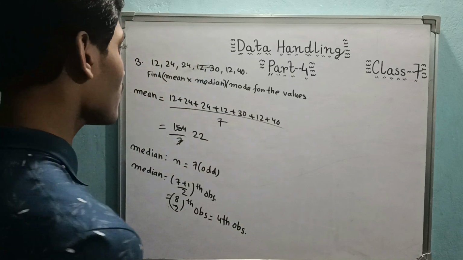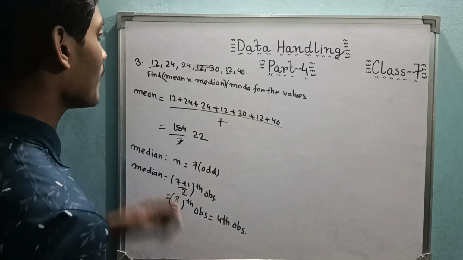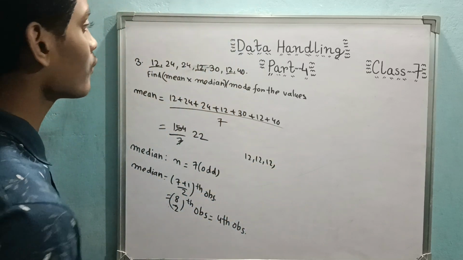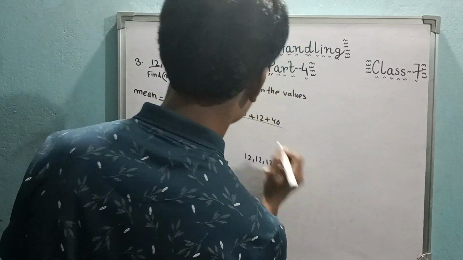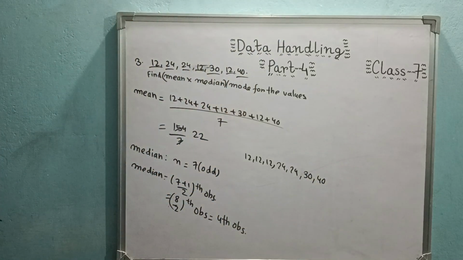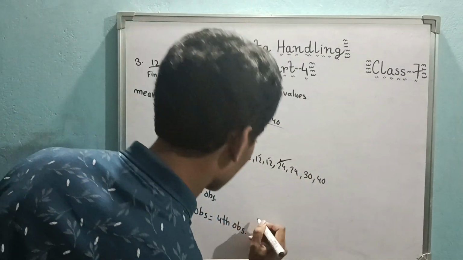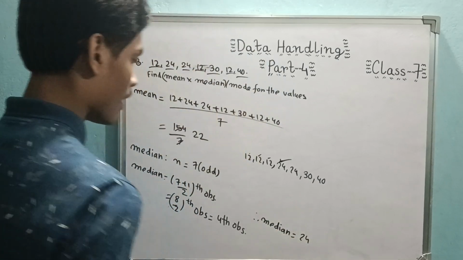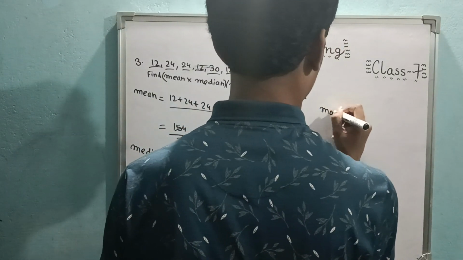Now what mistake did I make? You have to arrange the values in ascending order. So 12 is the smallest number. How many times is it used? 3 times. Write 12 3 times. Then comes 24, used 2 times. Write it 2 times. Then comes 30 and 48. This is my ascending order. Now from this ascending order, check which is the 4th observation. 1, 2, 3, 4. Therefore, median equals 24. This is the median.